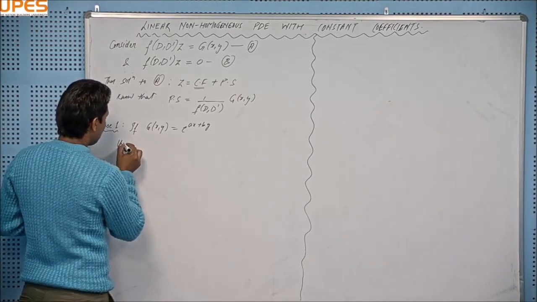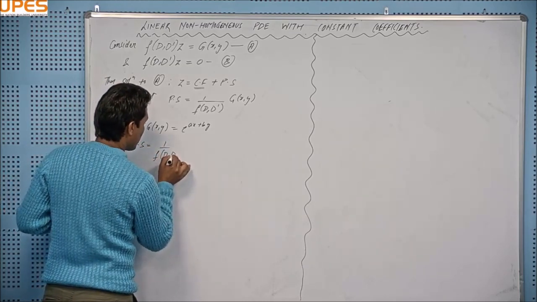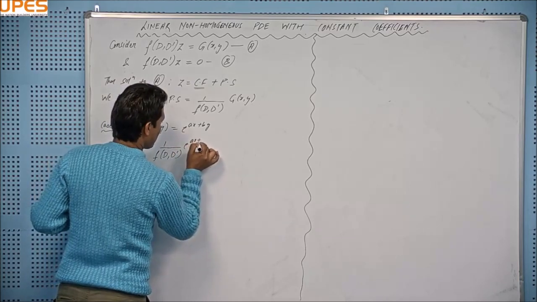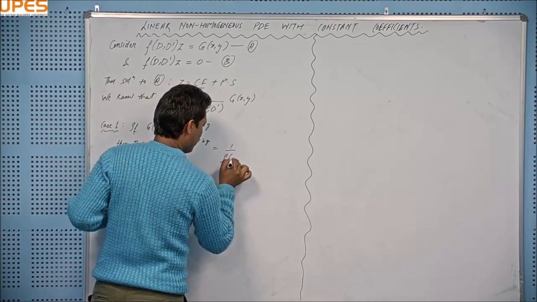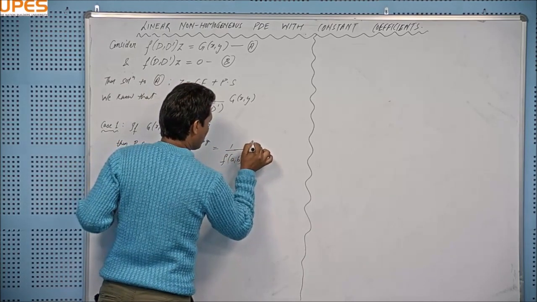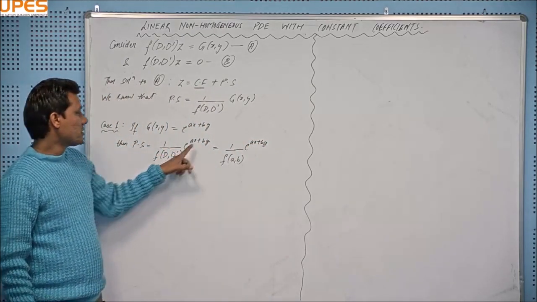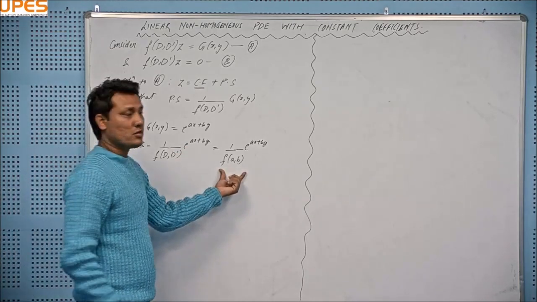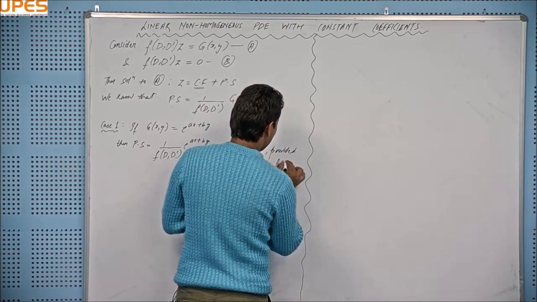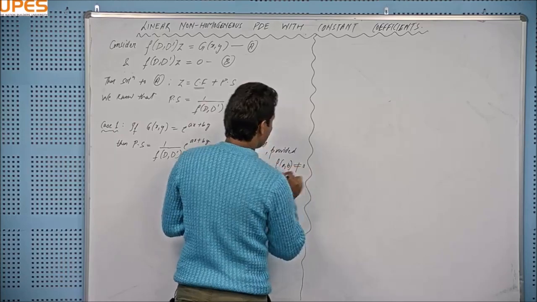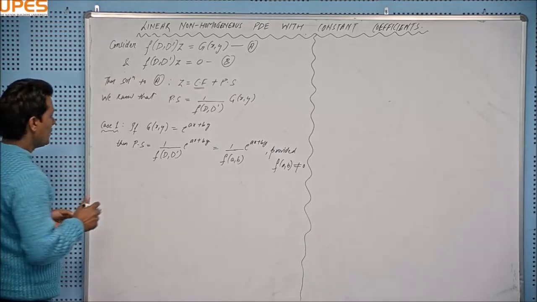So then the particular solution is given by 1 over f(D, D') and e raised to the power ax plus by, and the result is 1 over f(a, b) and e to the power ax plus by. Means D is replaced by small a and D' is replaced by small b, provided this denominator is a non-zero value, provided f(a, b) is not equal to 0, right? Okay.